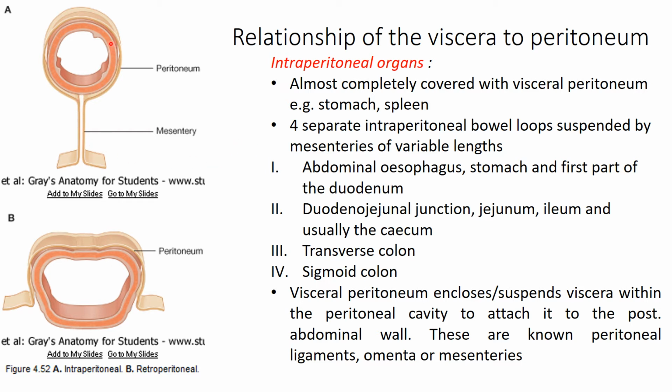This visceral peritoneum encloses the viscera and suspends it within the peritoneal cavity. And finally, it is attached to the posterior abdominal wall, and these suspending portions are known as ligaments or mesenteries or omentum.